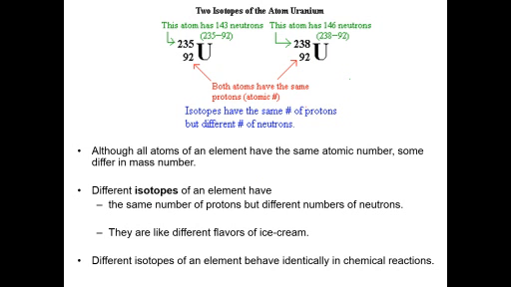Alright, so now we're going to transition. We're going to talk about isotopes. Isotopes are going to have the same number of protons, but a different number of neutrons.